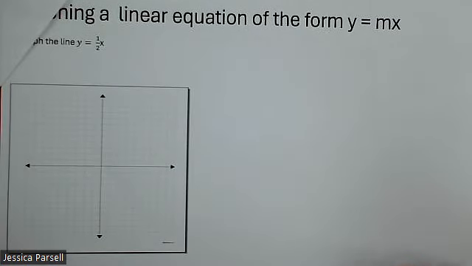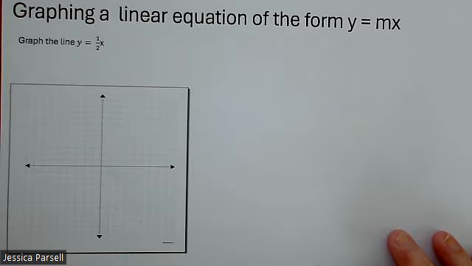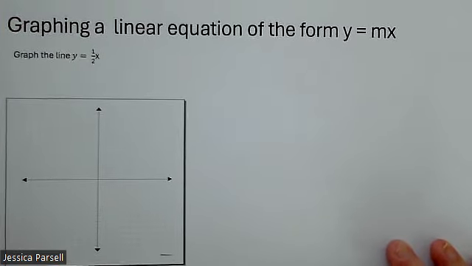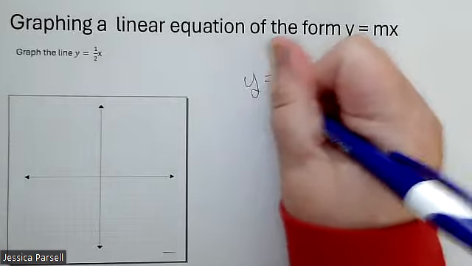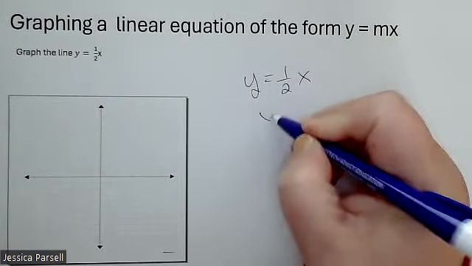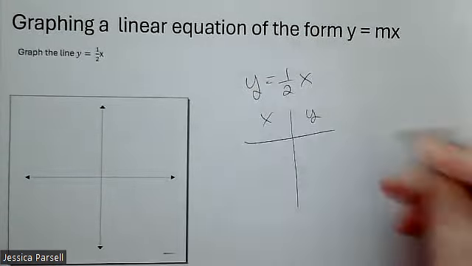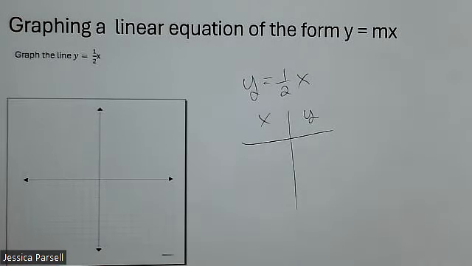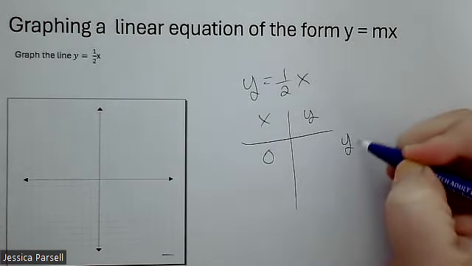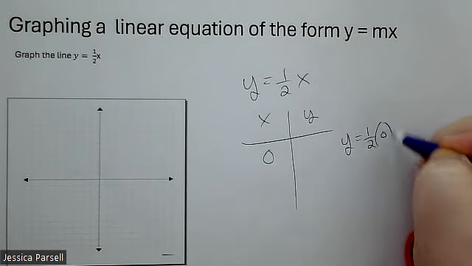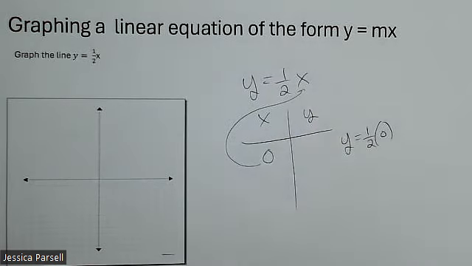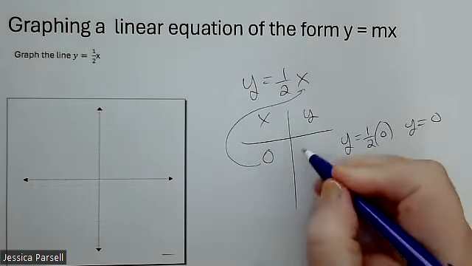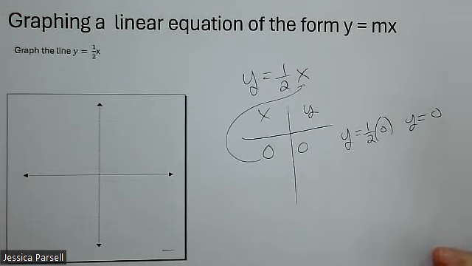Graph the line y equals 1/2 x. Okay, well, we might have to get a little more crafty with this one because there's a fraction in here. But that's okay, we're going to sort this out. My hint always works. Always put a 0 in for x if you can. Usually it makes things nice and neatly packaged. So y equals 1/2 times 0. Well, anything times 0 is what? It's 0. I love that. So this line actually goes through the origin.